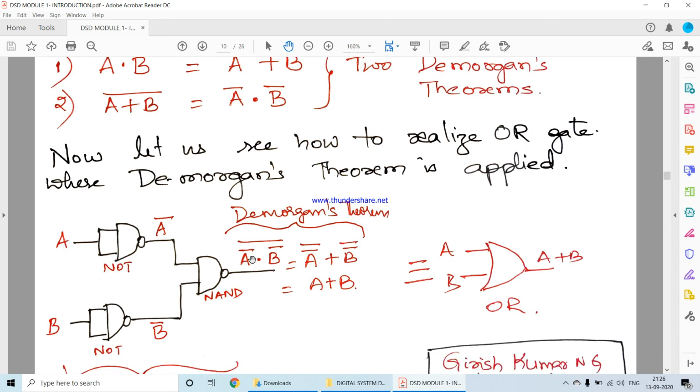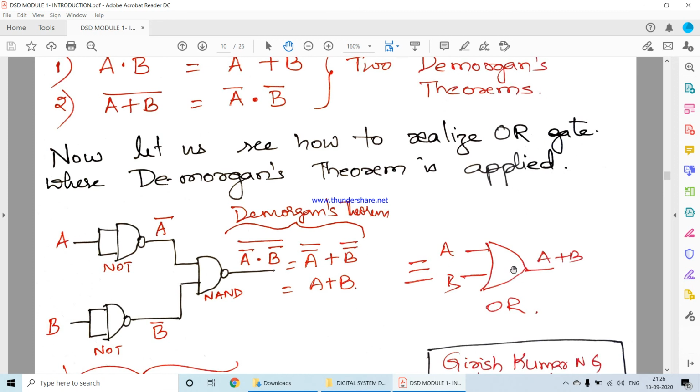Similarly, A bar and B bar the whole bar equals A bar the whole bar plus B bar the whole bar. So therefore the bar gets cancelled. Here also the bar gets cancelled. So you will end up getting A plus B. Therefore you need 3 NAND gates to realize an OR gate using NAND gate.